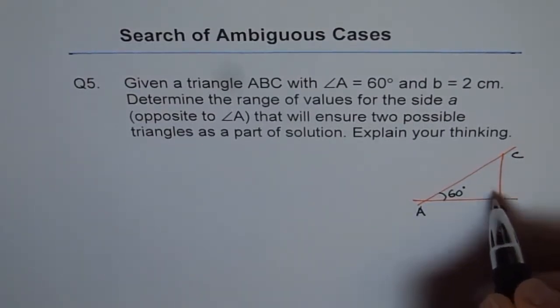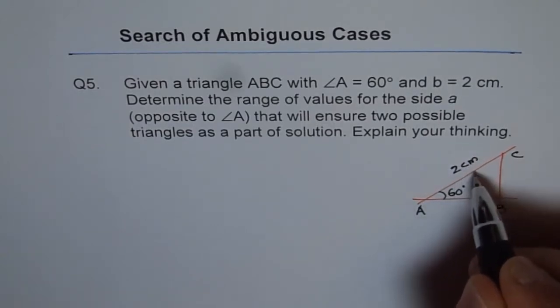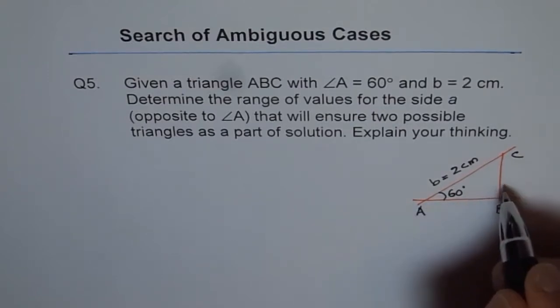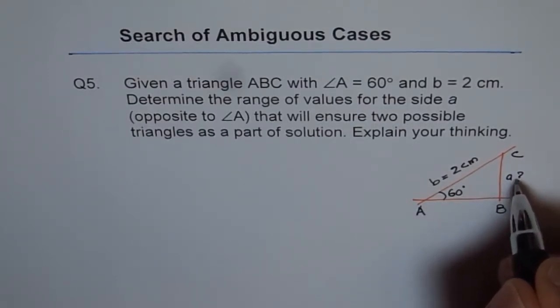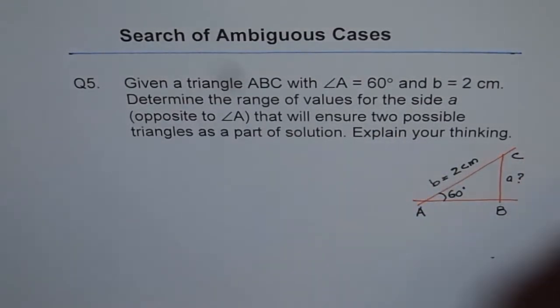Opposite to side B, I'm taking 2 centimeters. So this is 2 centimeters, correct? This is my side B equals 2 centimeters. And side A is not known to us, correct? That is what we have to figure out. How much should that be, right? Let's read the question once again.